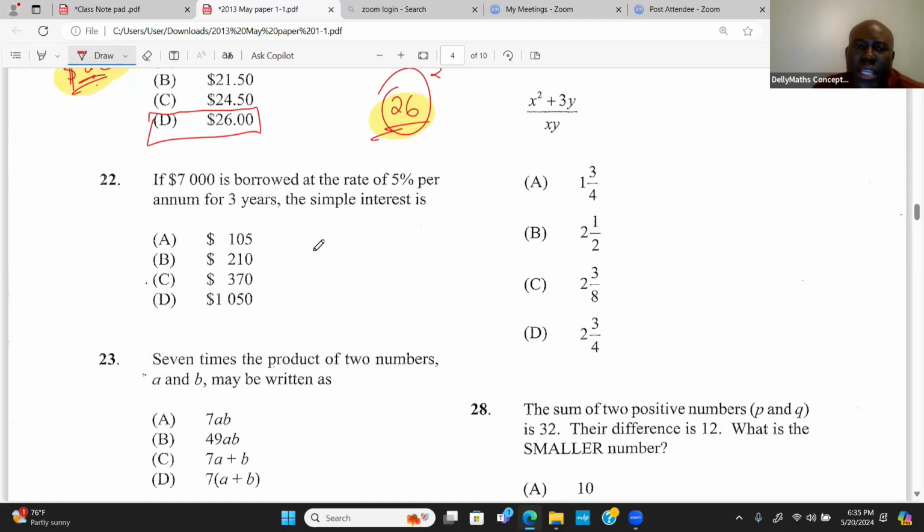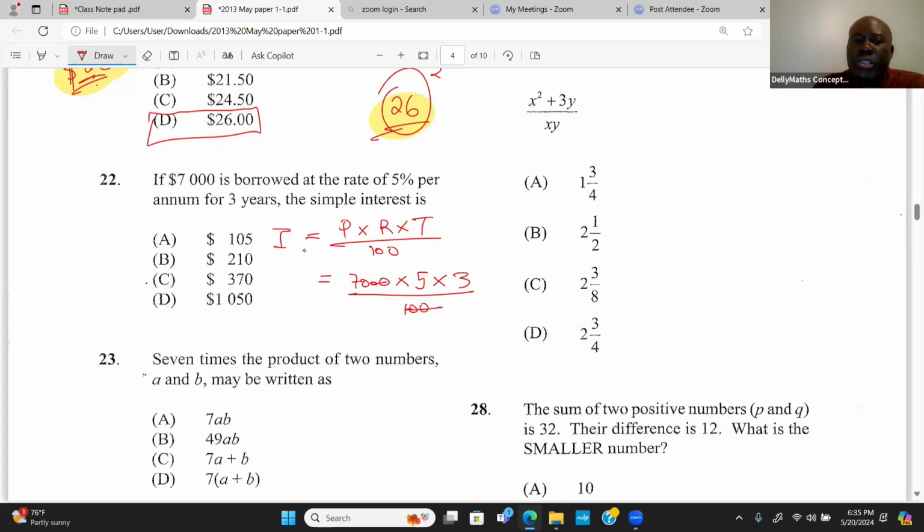22 says if 7,000 is borrowed at a rate of 5% per annum, right, for 3 years, what is the simple interest? They want to know the simple interest. Simple interest is equal to your principal times your rate times your time over 100. Principal is 7,000 times the rate, which is 5, times the time, over 100. So here, this cancels here.